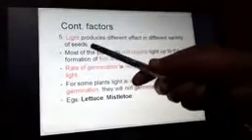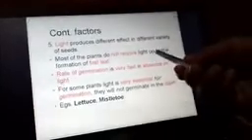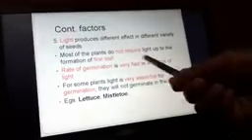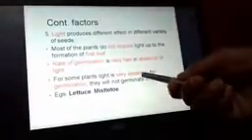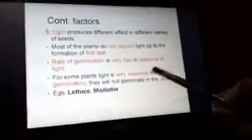Now the food or the nutrition. The embryo depends upon stored food materials in cotyledons or endosperm in the germination period, up to the formation of primary root from the radicle and first leaf from the plumule. Light produces different effect in different varieties of seeds. Most of the plants do not require light up to the formation of first leaf. Rate of germination is very fast in absence of light. For some plants, light is very essential for germination. They will not germinate in the dark, like the lettuce and the mistletoe.